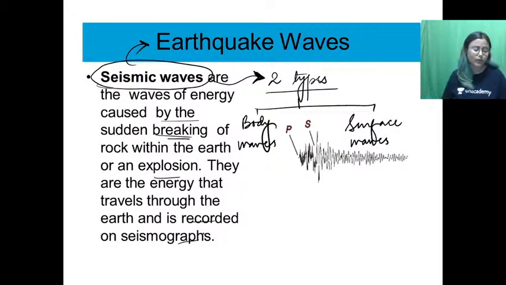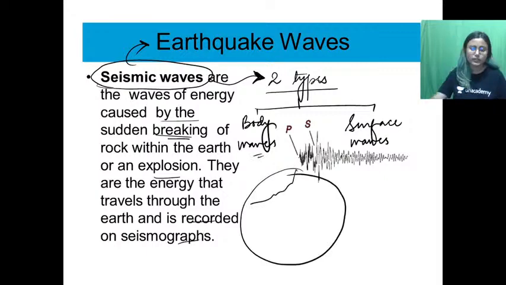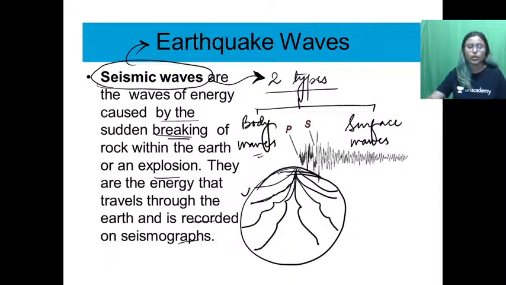So of course, what are waves? Energy, like sound waves, energy that travels. Body waves and surface waves, as the names suggest: the waves that travel inside the earth are known as body waves. Now there are some waves which do not travel inside the earth, but travel on the surface of the earth. Of course, as the name suggests, they are surface waves. So basically two broad categories of waves. Please don't get confused.